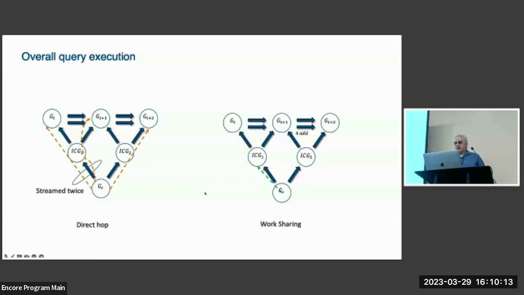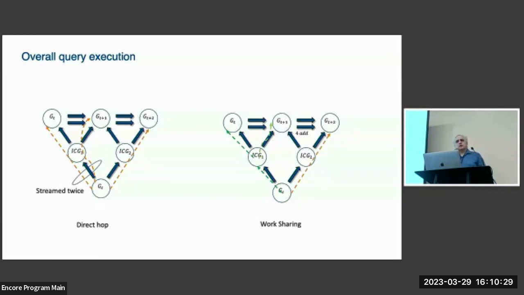So create this instance of the common graph, which is shared by multiple snapshots, and then you could reach each of them independently. So you stream this part only once, and then this part on the right, you could just do the same way as before.